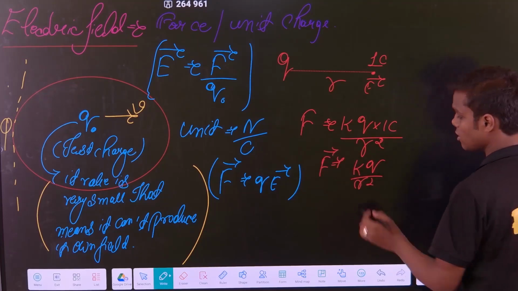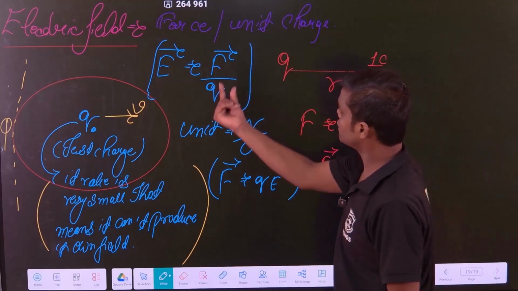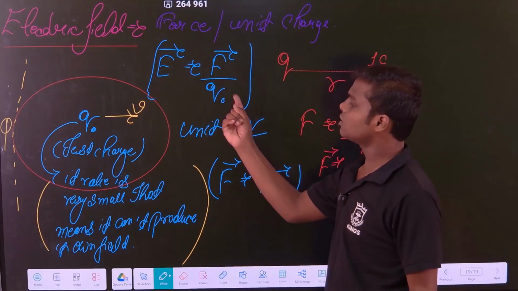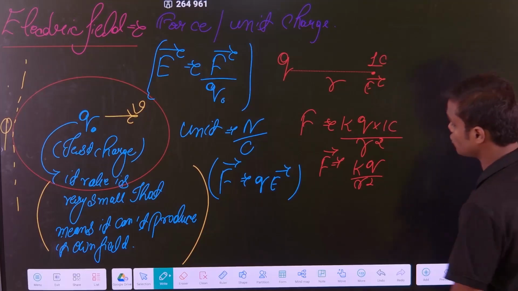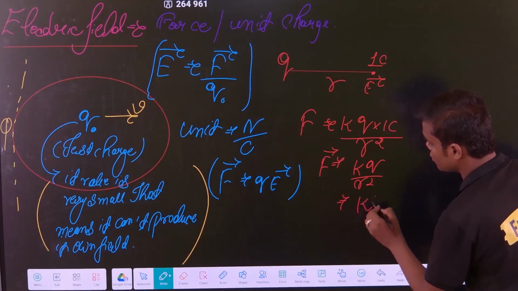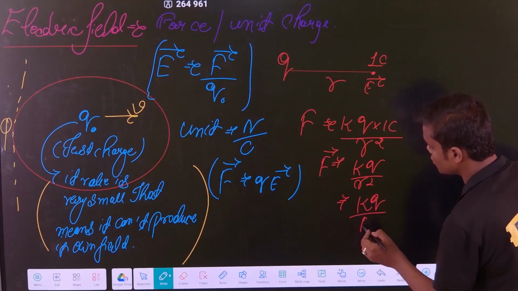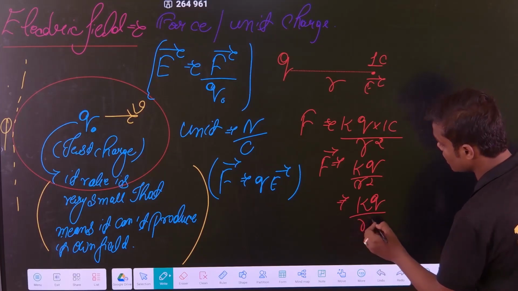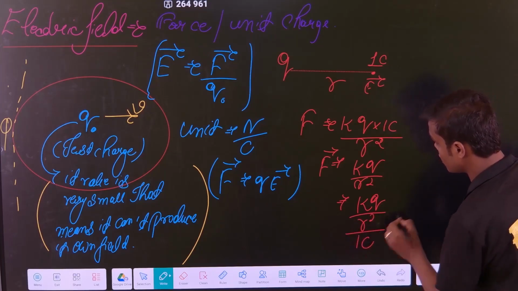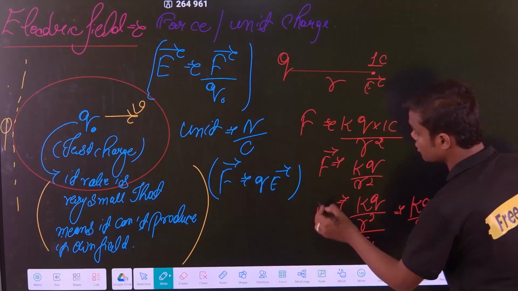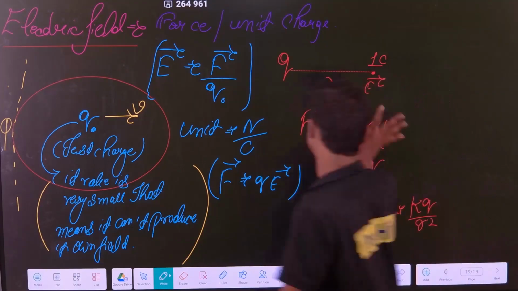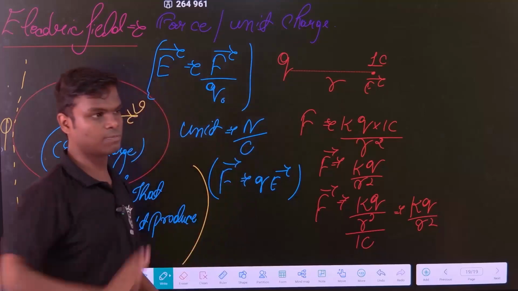Now what is the electric field? Force divided by unit charge, which is the test charge, because this is the only charge I have placed here. So K Q by R square divided by 1 coulomb. So it is K Q by R square. Clear? The conclusion is very simple.